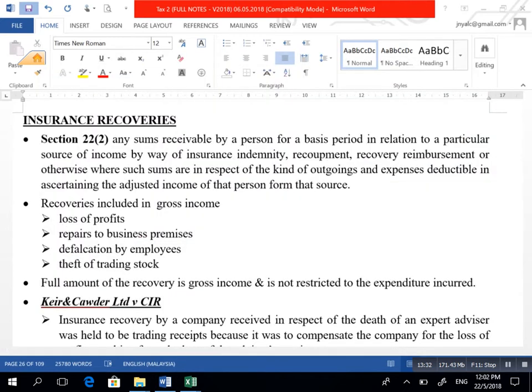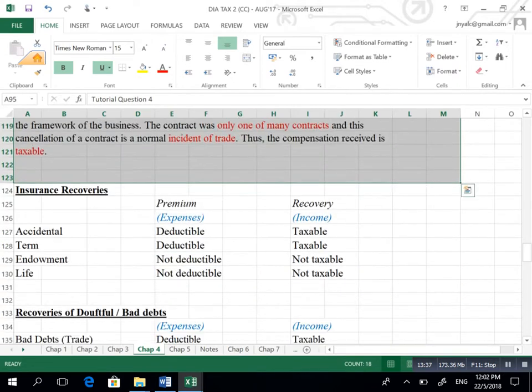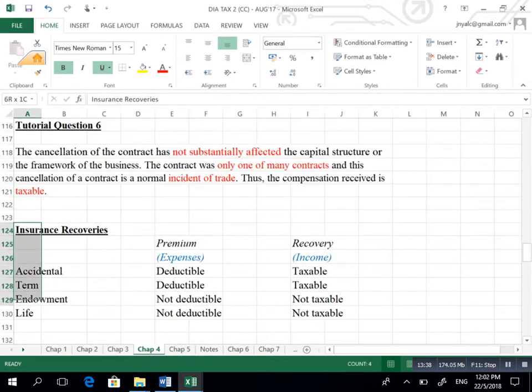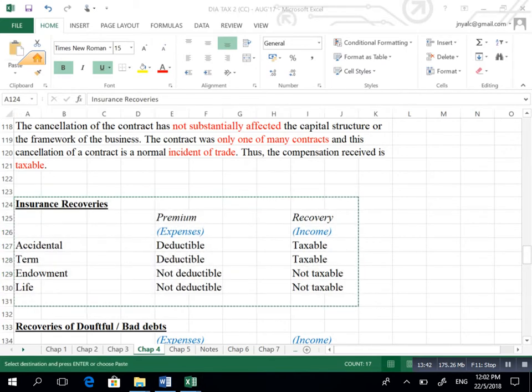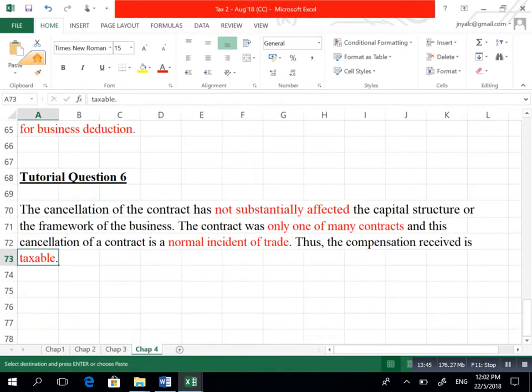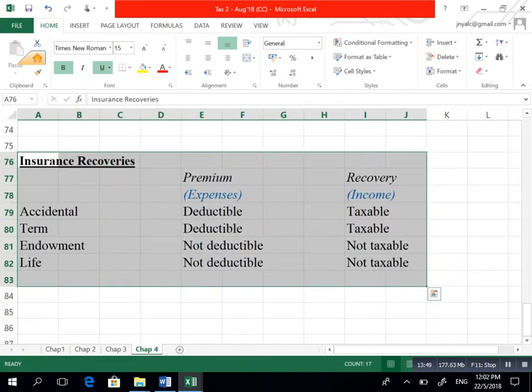So now class, I give you a summary note here. You copy down this one. This is for you to understand about the insurance recovery here. Okay, this is a summary. Take down first.